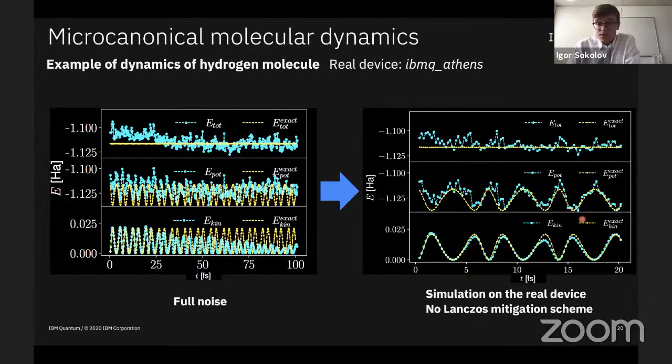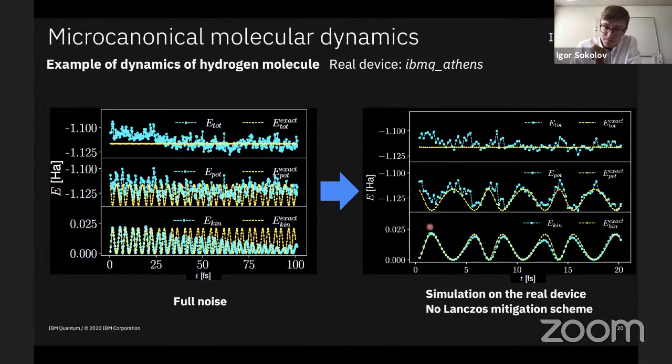Later, we wanted to, of course, run it on a real device. Here on the left, as before, is what happens when we don't have the Langevin mitigation scheme. We have decay in total energy and decay in kinetic energy. When we run this, not on the emulator but on the real device, here is what you observe. We have rather good conservation of total energy, and in terms of kinetic energy we lose a little bit, but we recover here.